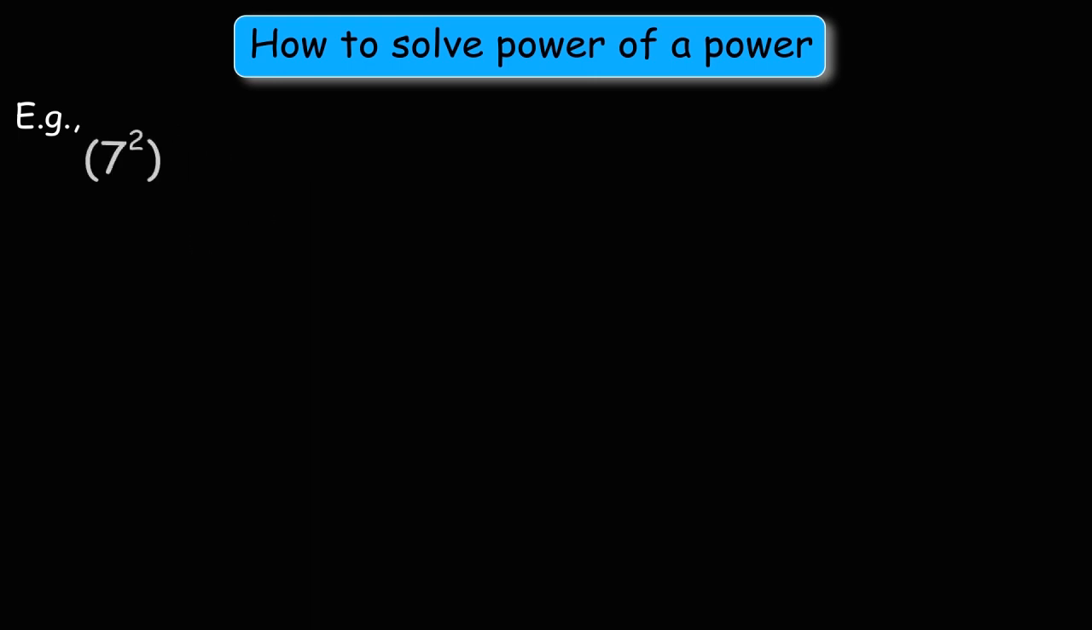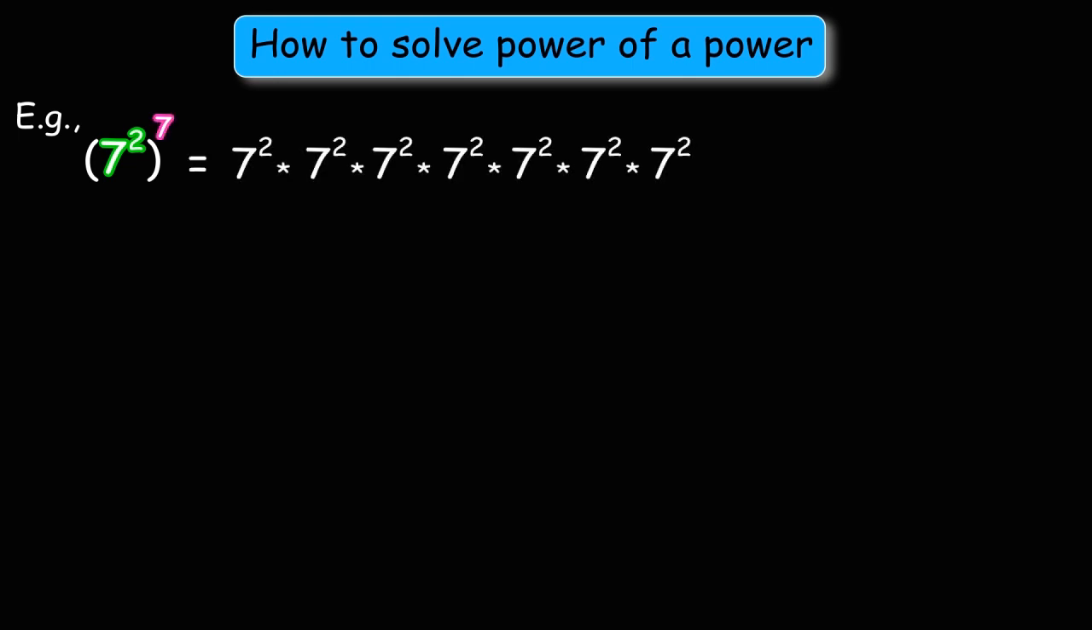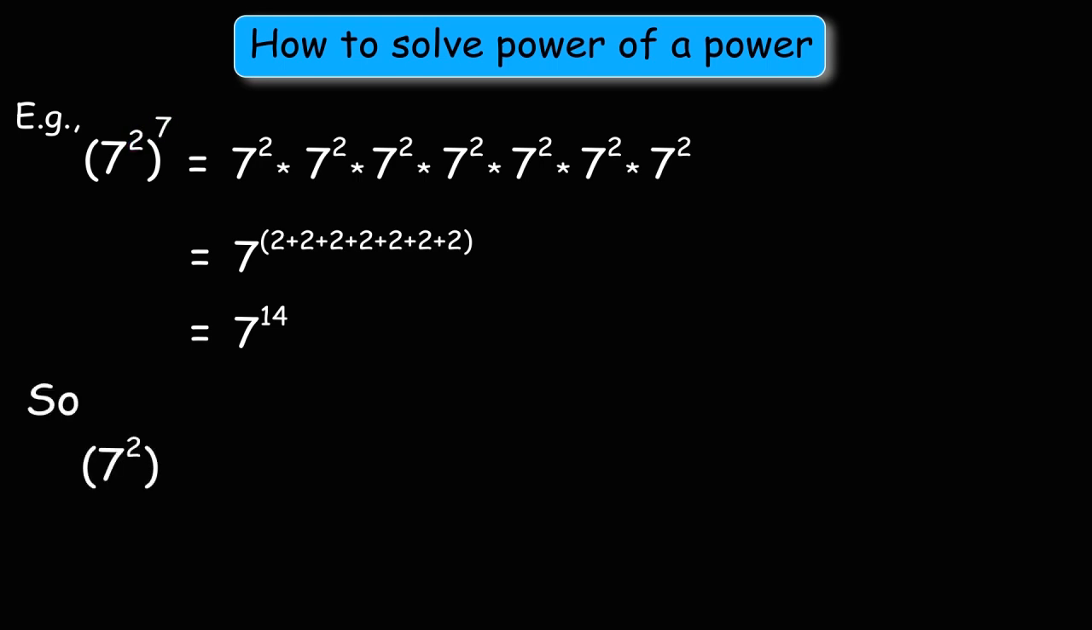Now let's try 7 to the power of 2, and this expression further raised to the power of 7. This is a power of a power. What does this expression mean? This expression means that 7 raised to the power of 2 is multiplied by itself 7 times. So you have 7 to the power of 2 plus 2 plus 2 plus 2 plus 2 plus 2 plus 2, or 7 to the power of 14. So 7 to the power of 2 further raised to the power of 7 is equal to 7 to the power of 2 times 7, which is then equal to 7 to the power of 14.